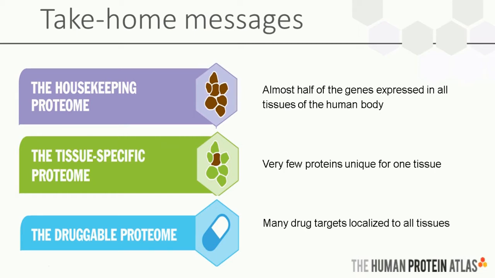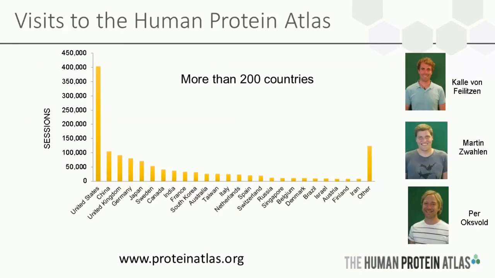The take-home message from the Science article about 2 years ago was that we were quite surprised to see about half of the genes expressed in all tissues of the human body, very few proteins which are unique for one tissue, and also that many drug targets are localized to all tissues, which is of course very interesting from a pharma perspective.